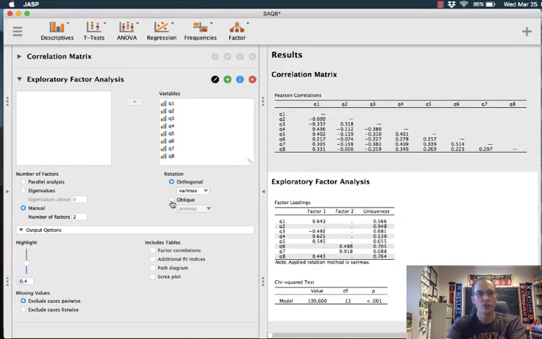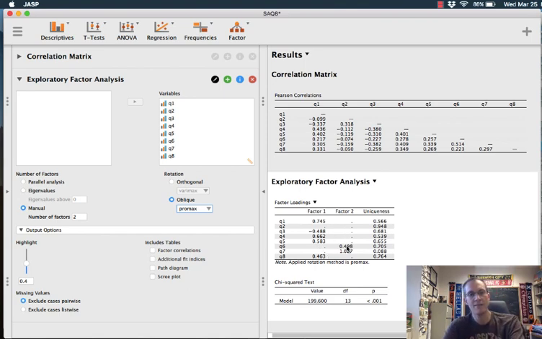Instead of orthogonal, we choose oblique. We'll use Promax. There's many methods here, but Promax is the default. And it will update all of these factor loadings. Again, it does not change the variance that's accounted for by the model, but it does update the factor loadings.